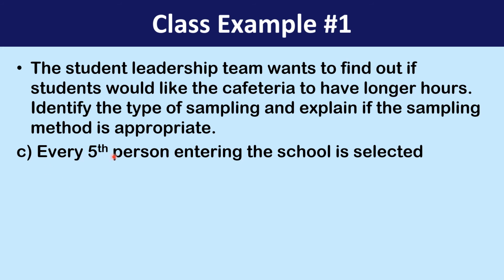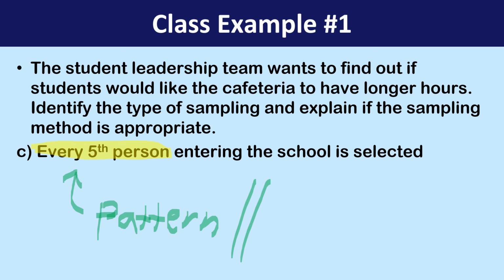Now, next part: every 5th person entering the school is selected. So first of all, we know the pattern. Every 5th person. We know that as soon as that happens, we have a pattern going on. So I would like to say that this is interval or systematic sampling.